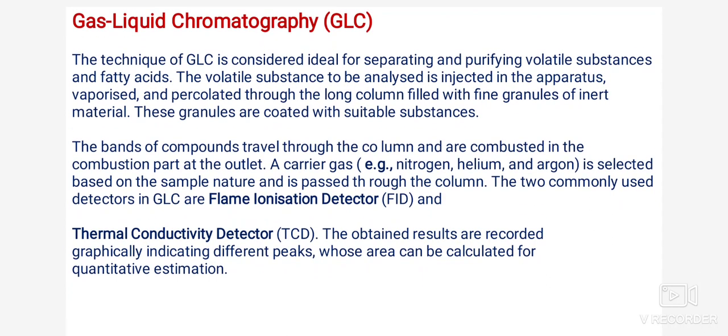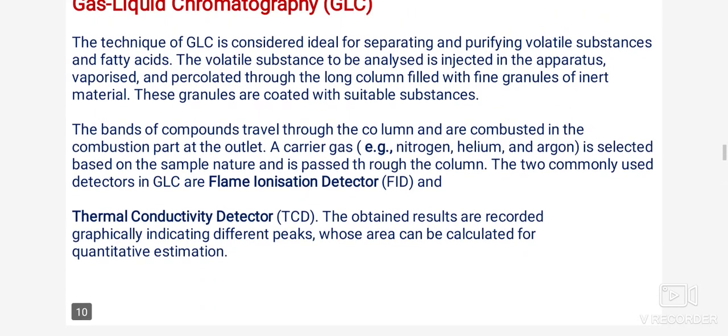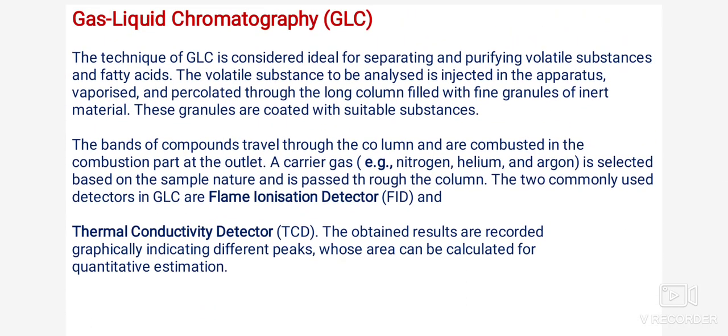The next technique is gas liquid chromatography. The technique of GLC is considered ideal for separating and purifying volatile substances and fatty acids. The volatile substance to be analyzed is injected in the apparatus, vaporized and percolated through the long column filled with fine granules of inert material. These granules are coated with suitable substances, and the bands of compounds travel through the column and are combusted in the combustion part at the outlet.